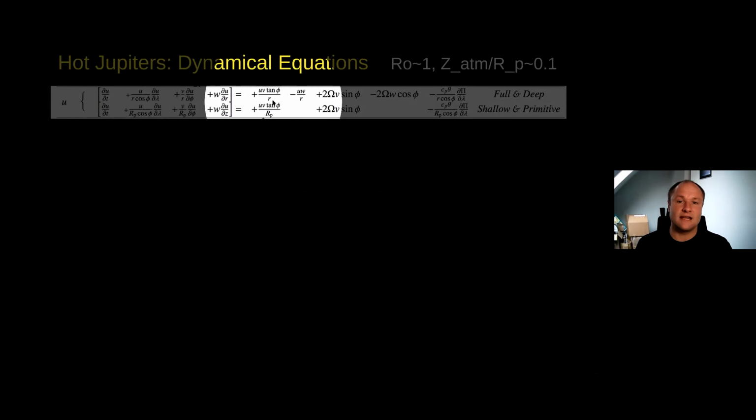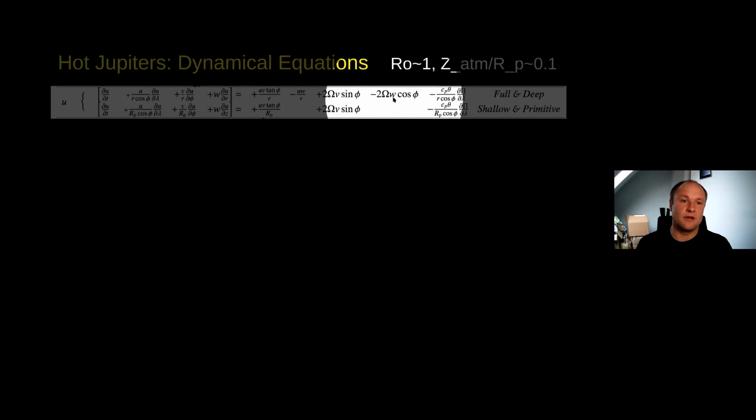But the key parts here are these terms where we have the very simple equations that assume a thin layer, and primitive equations they're called. And you can see you just assume the radius of the planet, not the actual radial position of your fluid parcel. And you also lose this term entirely, and you lose this Coriolis term here.